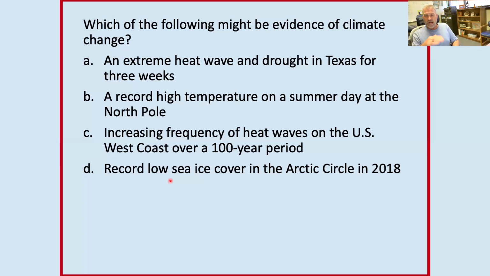Okay, if you look at the time frames here that we're talking about, the one that best answers this question is C, increasing frequency of heat waves on the US West Coast over a 100-year period. Again, when we talk about climate, we're talking about long time frames, right? Now, that's not to say that individually or more likely collectively with other evidence that these other things couldn't provide some evidence of climate change, especially if we start to see these things over and over again over a long period of time. But as they stand here, C would be your best answer.